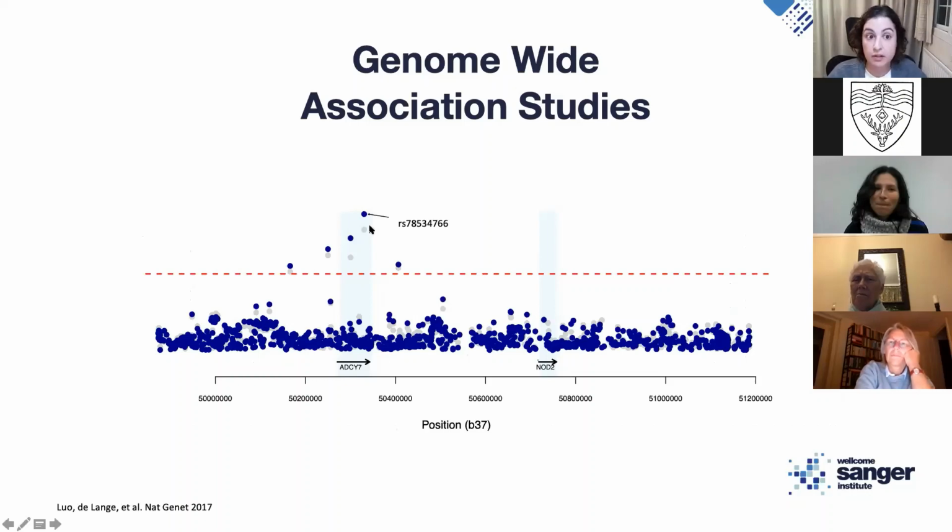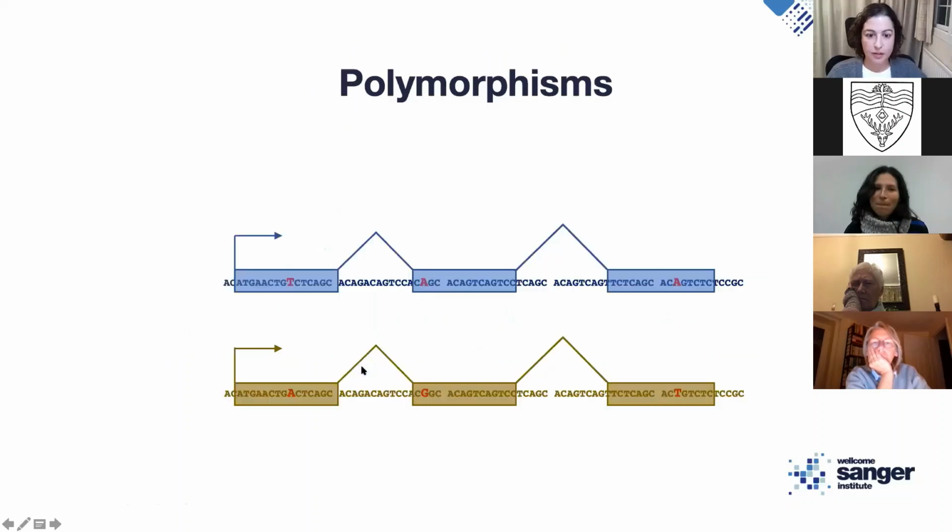Again, each one of the dots is the result from a particular polymorphism. And in this case, this is how we name them. They have these RSIDs. So now you can see that this particular polymorphism in this chromosome is located just over a gene, which is called ADCY7. So luckily for us, this is fairly easy to interpret.